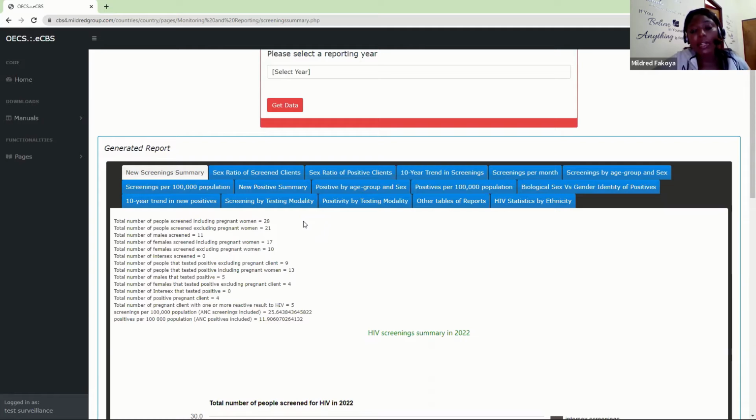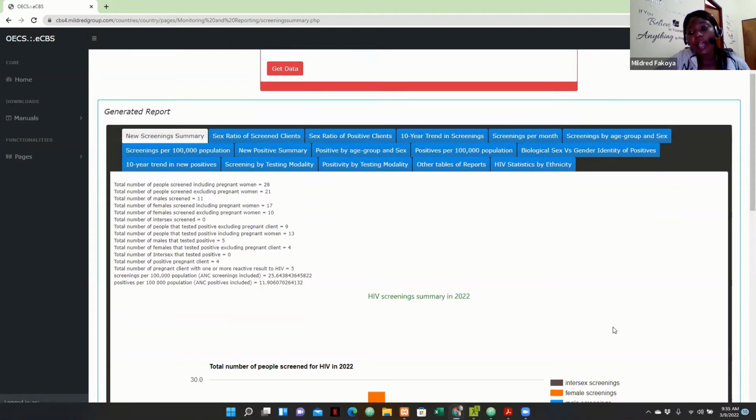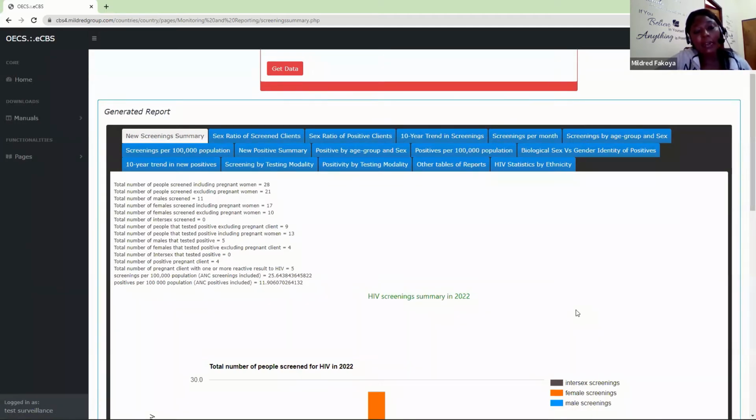You can only export the state of the data or the state of the report at a particular time. So if I'm taking the record today, I can say this is what the record is as at 9:30 a.m. on 9th of March. By 10 a.m., it might change based on new record entered into the system.